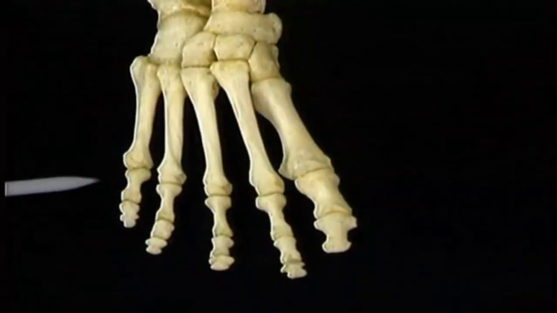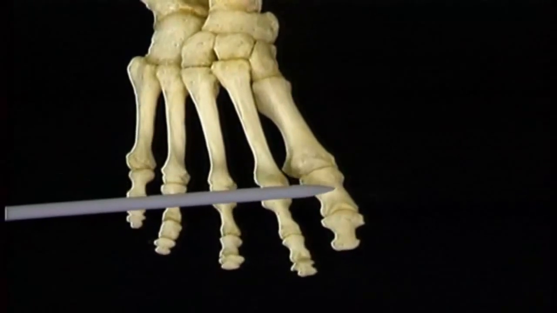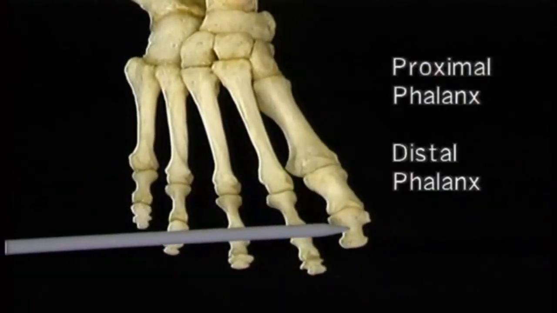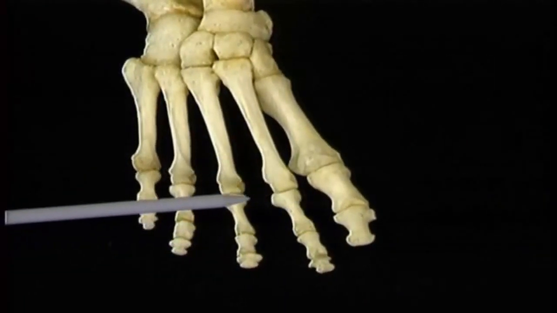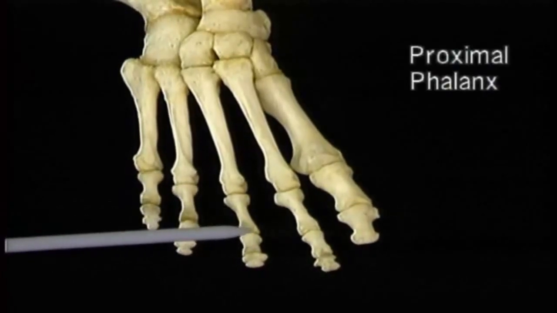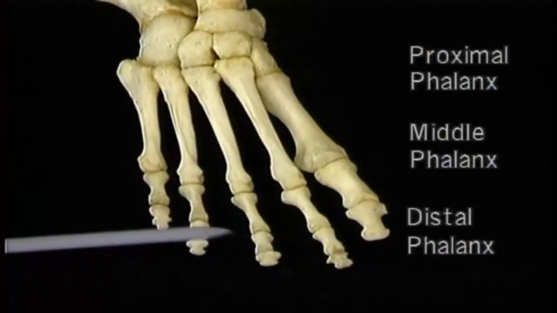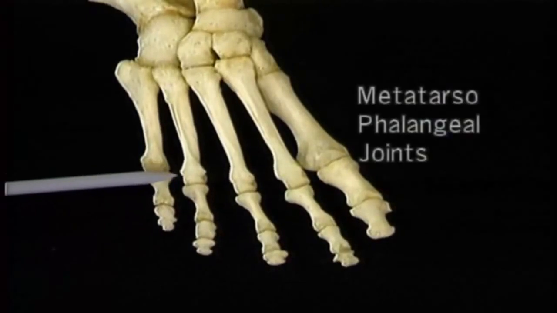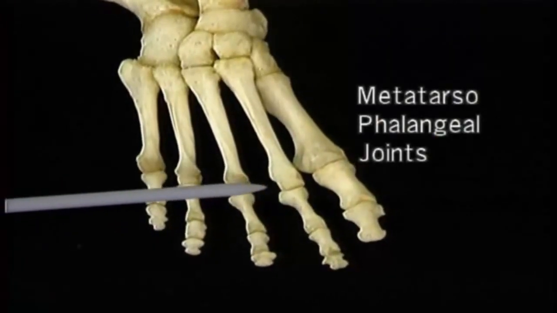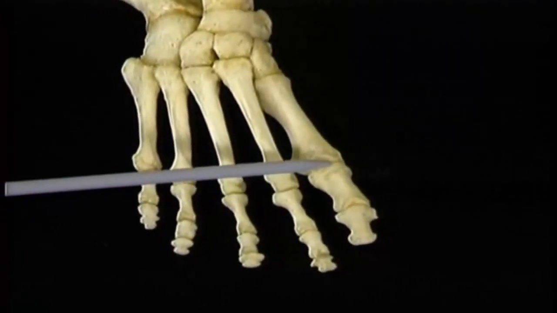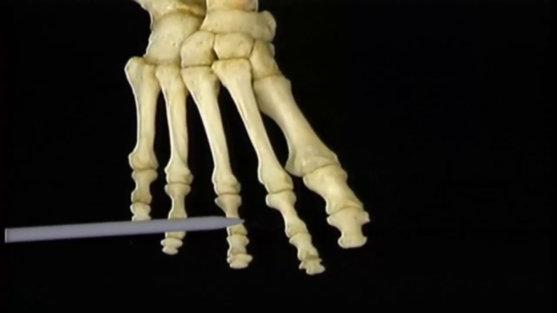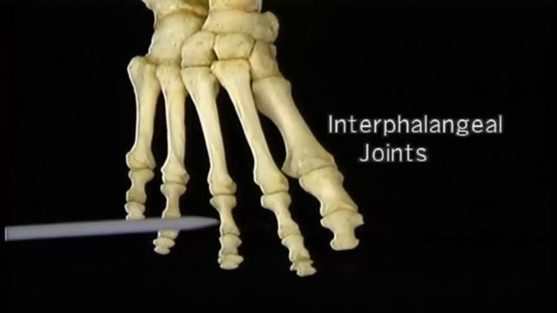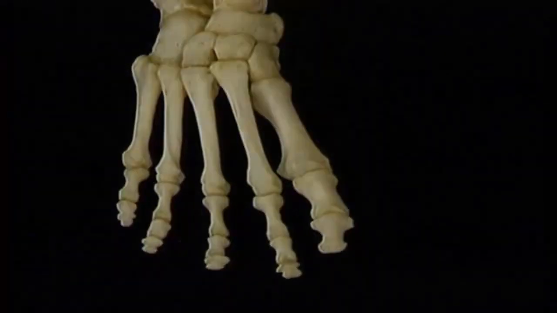To finish with the dry bones, let's look at the toes. The big toe has only 2 phalanges, a proximal and a distal. The other 4 toes have 3 phalanges, proximal, middle, and distal. These are the metatarsophalangeal joints, or MP joints for short. The joints between the phalanges are the interphalangeal joints.